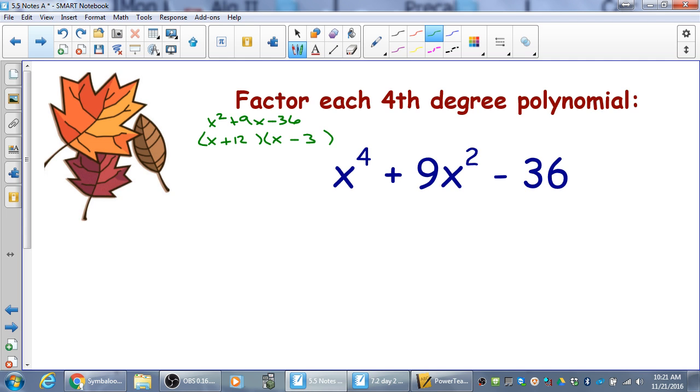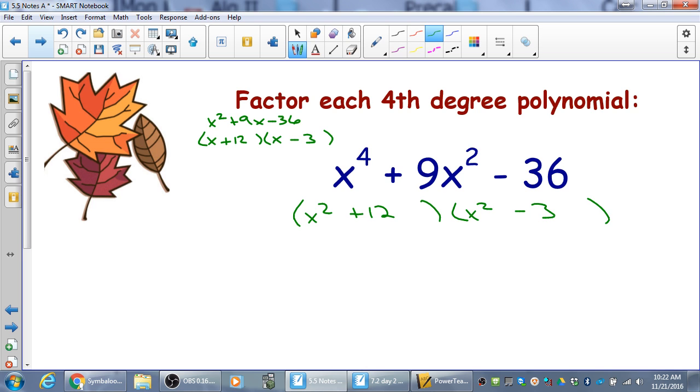Well, we don't have an x squared and an x. We have an x to the 4th and an x squared. So now we split this up into x squared times x squared. That's first. X squared times x squared would give us x to the 4th. And I still need factors of 36 that add up to 9. That's still plus 12 and minus 3, because we get 9 out of that. We get a positive 9. It just happens to be x squareds.